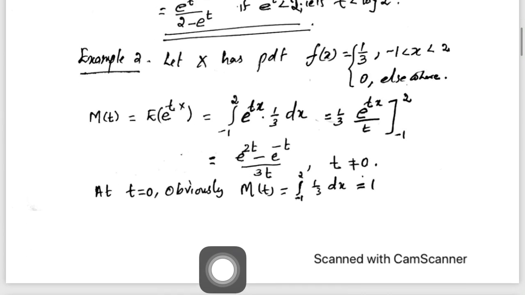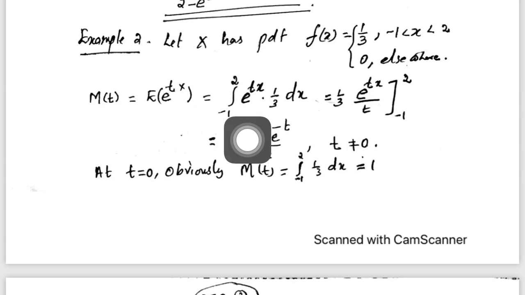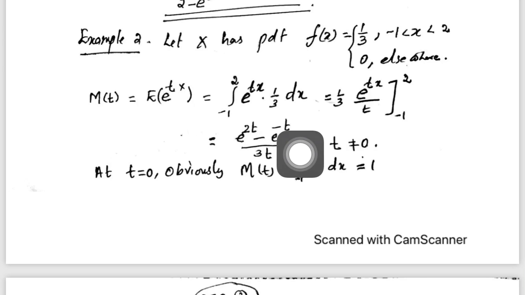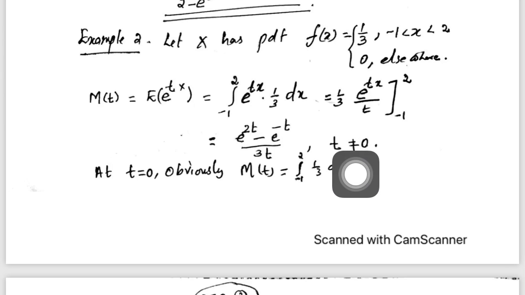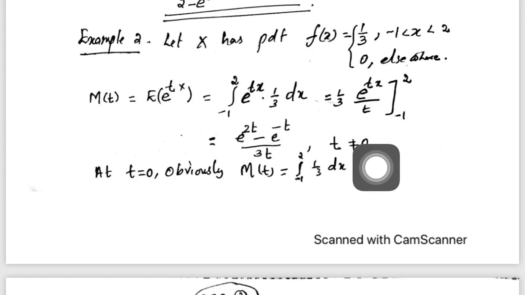And you see that at this definition, this is not defined for t equal to 0. Why? If t is equal to 0, this is an indeterminate quantity. That is why I am writing the MGF is equal to e to the power of 2t minus e to the power of minus t divided by 3t when t is not equal to 0, for positive t and for negative t. So what will happen if t is equal to 0? That also you have to check.